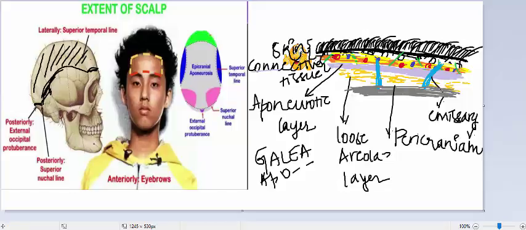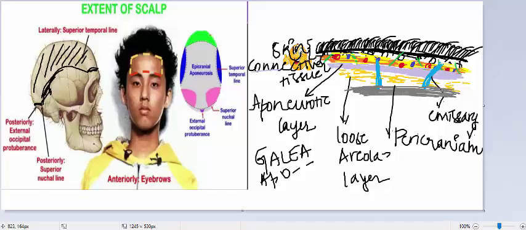So these, I think you got it. So this is skin, connective tissue, aponeurotic layer, loose areolar tissue, pericranium. Sorry, pericranium, and emissary veins. There are mainly 5 layers which are seen in the layers of the scalp. So these are the layers of the scalp. I think you all understood these 5 layers. I'll run you through all the different pictures which I have.